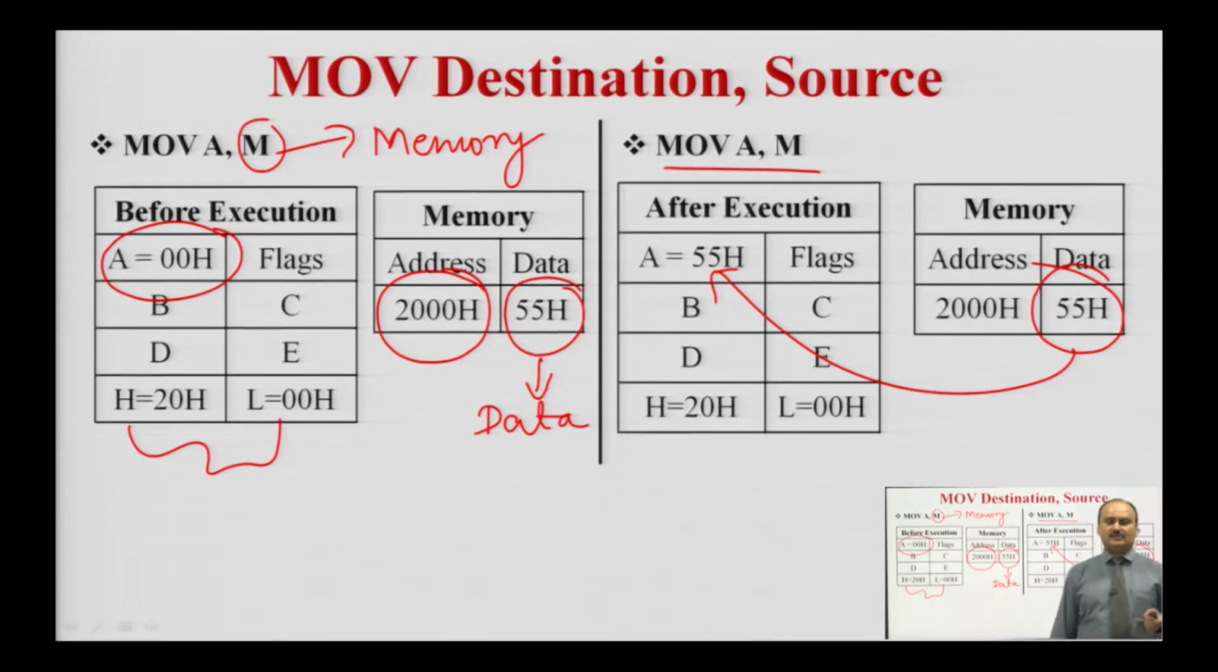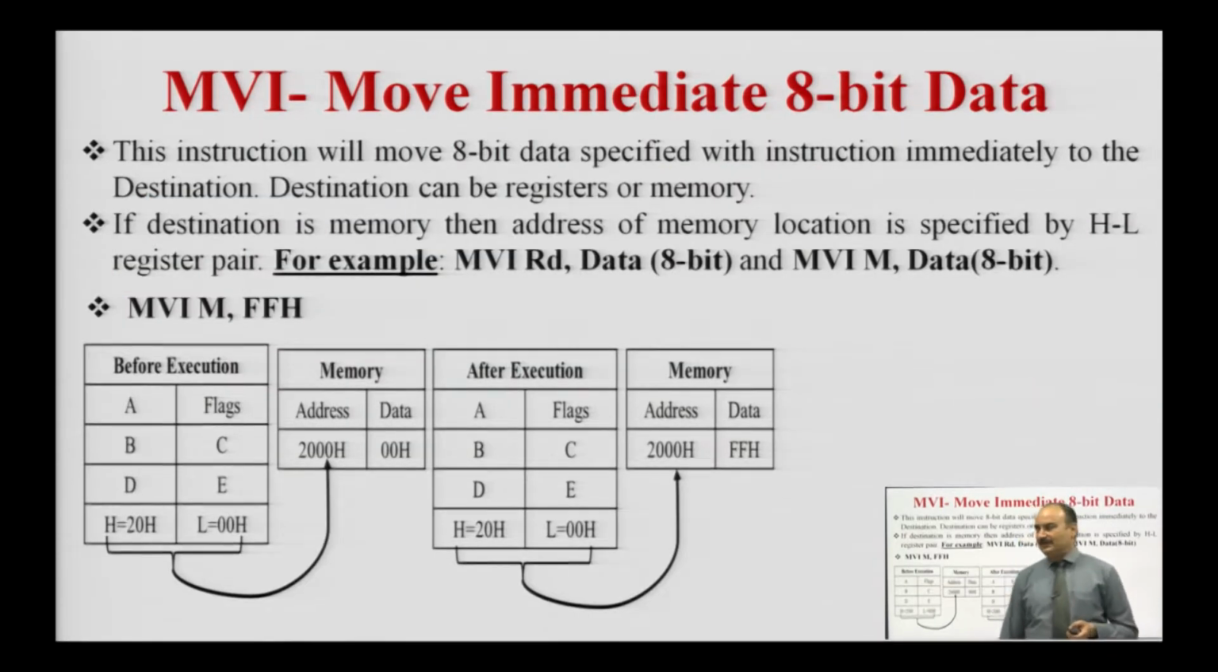So, this way the processor will transfer or copy the content of the memory location having address 2000 H into the accumulator. So, the instruction will perform data transfer operation from source to destination. Next instruction or next example of this instruction is MVI.